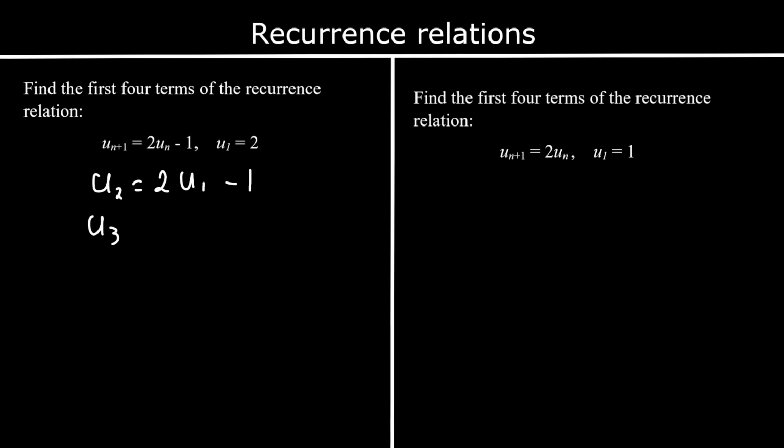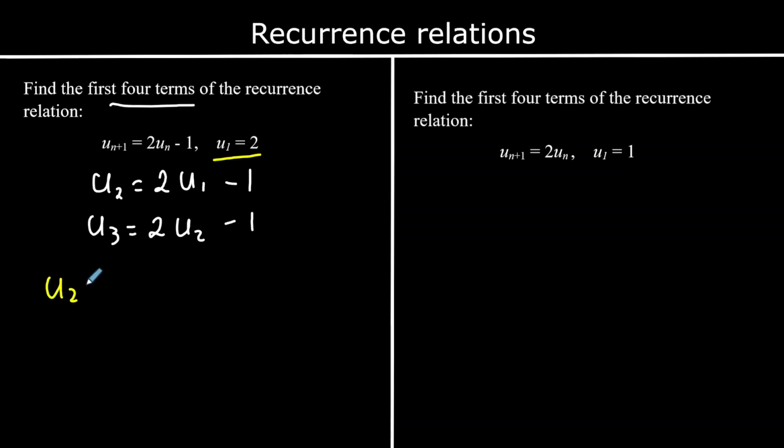To find the third term, it'll be 2 times the second term and then take away 1. So to find the next term, you times your current term by 2 and then take away 1, and you keep doing that to find the next term. So we want the first 4 terms, and we're starting with a first term of 2.